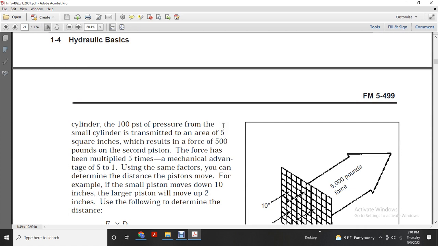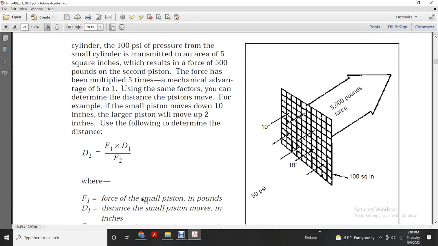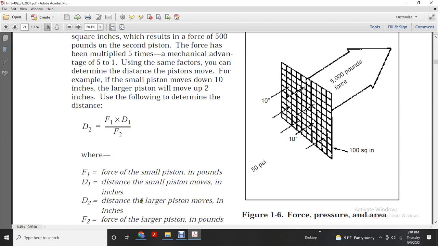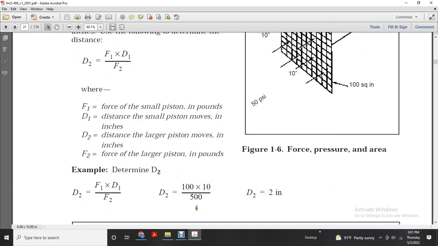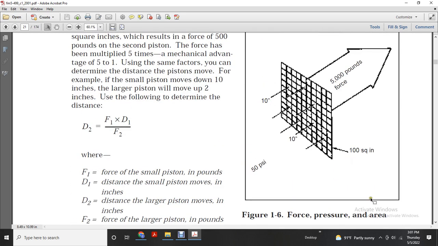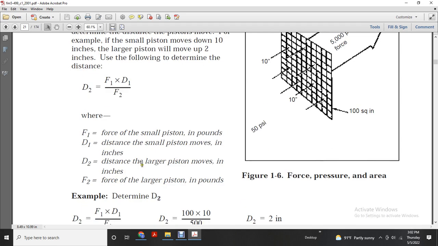The force on the second piston is multiplied by 5, a mechanical advantage of 5 to 1. Using the same factors, you can determine the distance the piston moves. For example, if the small piston moves down 10 inches, the large piston will move 2 inches. Use the following to determine the distance: D2, the distance the large piston moves in inches, is equal to the force of the small piston in pounds times the distance the small piston moves in inches, divided by the force of the large piston in pounds. Example, the figure shows force and pressure: 50 pounds, 10 inches by 10 inches, 100 square inches, 5,000 pounds per square inch.